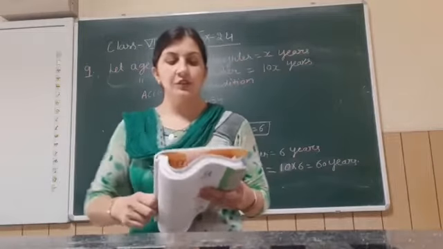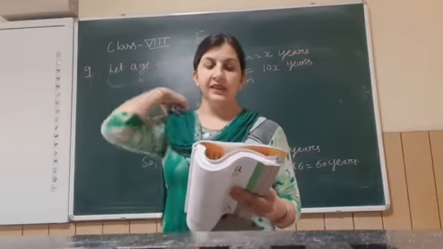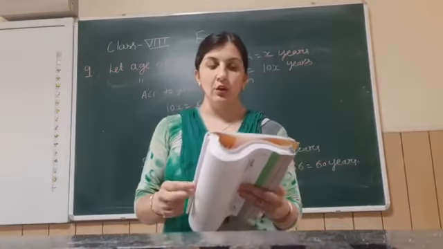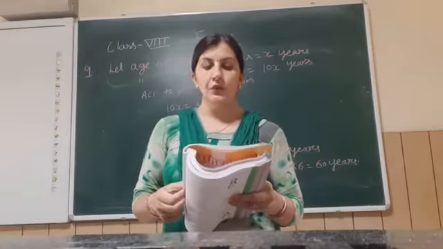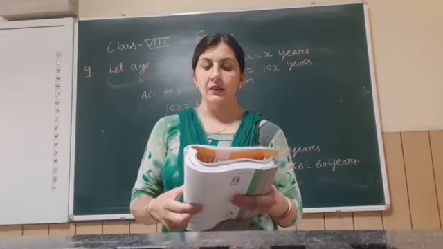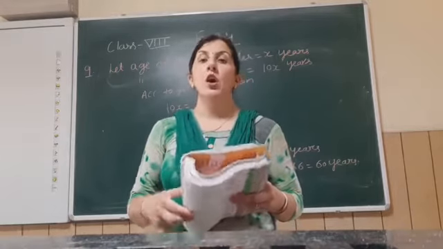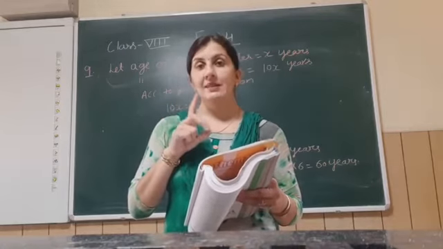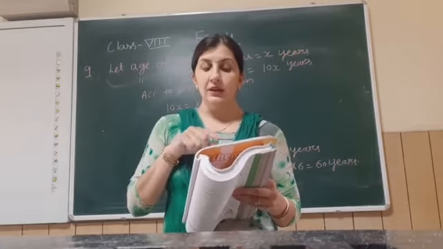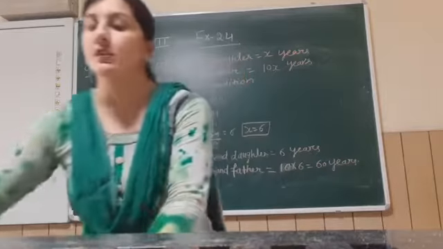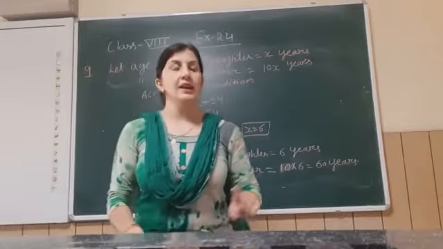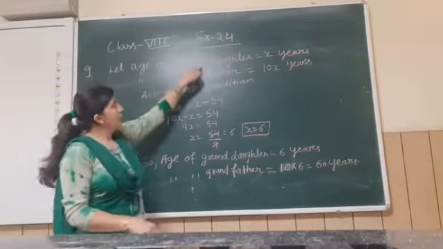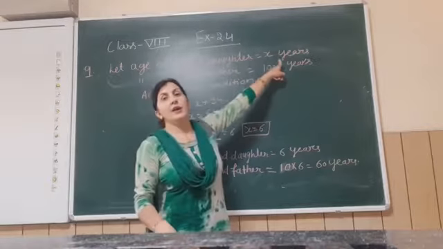Next is the 9th question. A grandfather is 10 times older than his granddaughter. He is also 54 years older than her. Find her present age. Always remember that the granddaughter's age will be less than the age of the grandfather. So whose age is more? Grandfather. So we will take the age of the granddaughter as x years.